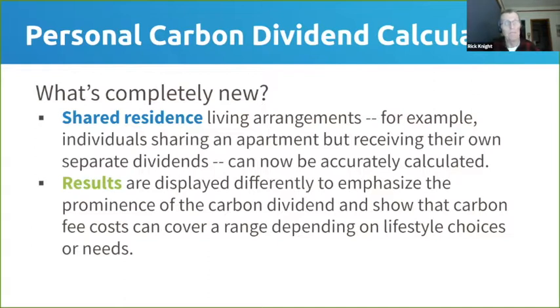We wanted to make sure the energy efficiency benefits of multiple people living under the same roof were being accurately calculated. The other new thing is that on the results page, those results are displayed a little differently to better represent the difference between the carbon dividend and the net benefit, which is the dividend minus your costs. And also to show that a household's carbon costs can cover a range depending on lifestyle needs or lifestyle choices. So with that, let's go take the Personal Carbon Dividend Calculator for a test drive.